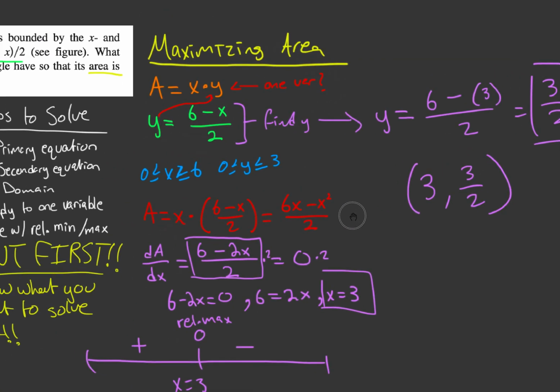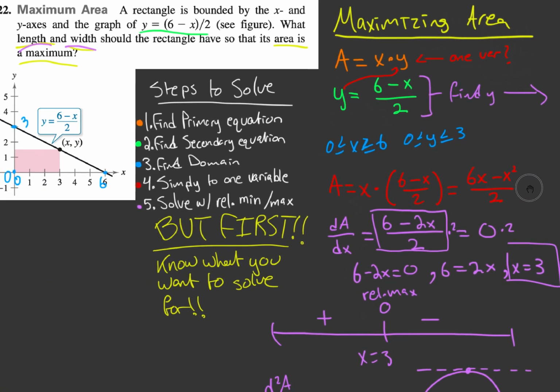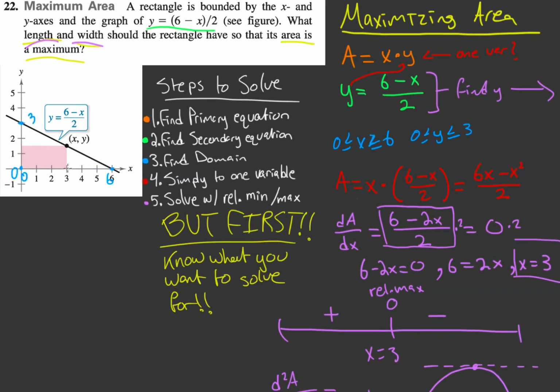So if we look at our problem here, that means when x equals 3, y equals 3/2, which is 1.5. That gives us our maximum area that we can possibly have as long as it's bounded between y and x and this line.